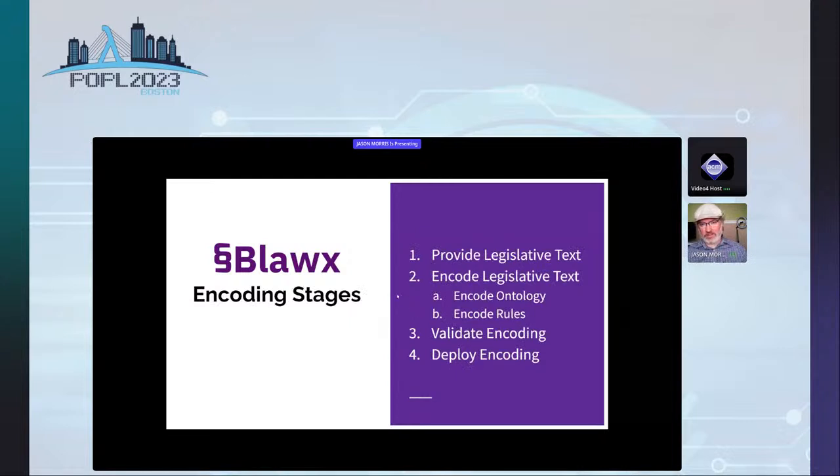The process of using Blocks is in 4 stages. You give Blocks the legislative text, then you encode the legislative text section by section. That encoding involves 2 parts, the first being the ontology and the second being the rules. Once you have done that, you go through the process of validating your encoding, which is really where the subject matter experts are getting involved right now. And then you deploy your encoding for whatever you were trying to do. Ironically, in the legislative drafting process, a lot of what you were trying to do is actually learn the things that come from trying to encode it. So there may not be a step 4 there, but often you're trying to build a piece of software, do some systems simulation, or automate something. That would happen in stage 4.